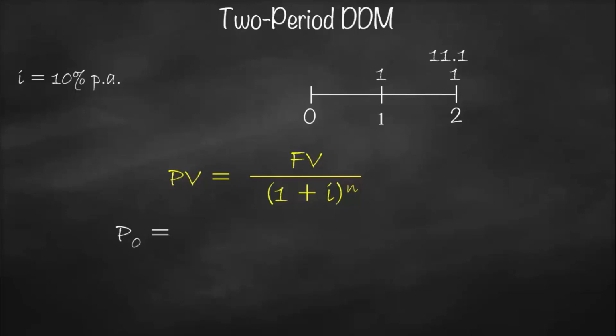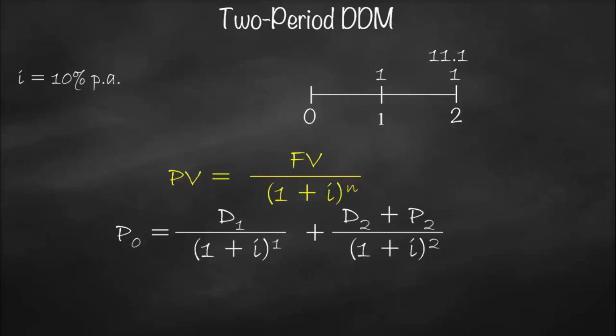Therefore, our price today at time 0 is equal to dividend 1 divided by open bracket 1 plus interest close bracket to the power 1, plus in year 2 we will have the dividend plus we will sell the share, so we'll get the price, divided by open bracket 1 plus I close bracket to the power 2.